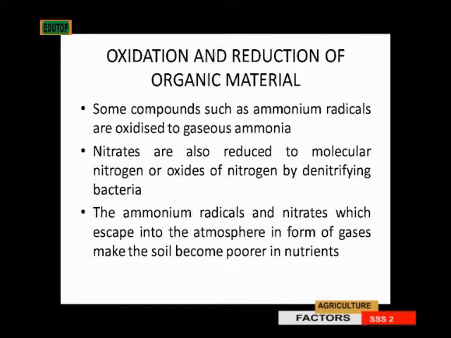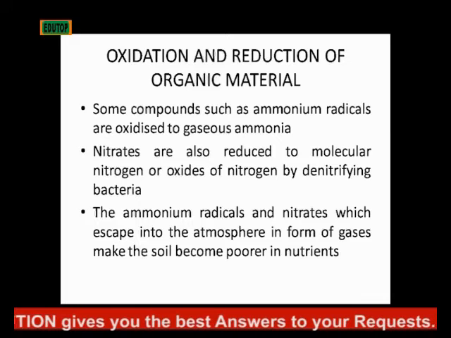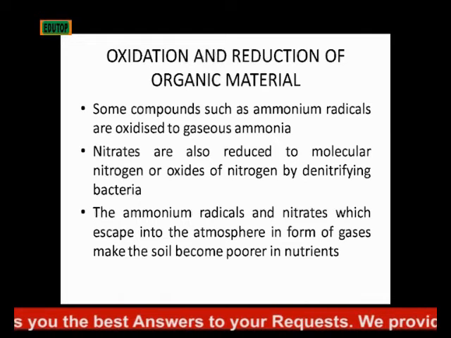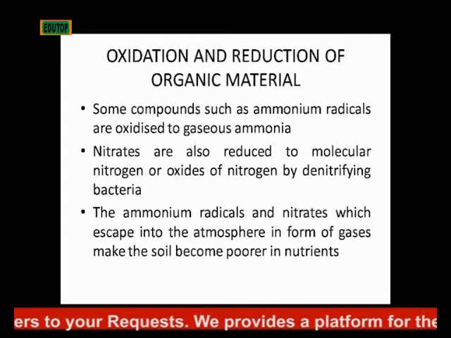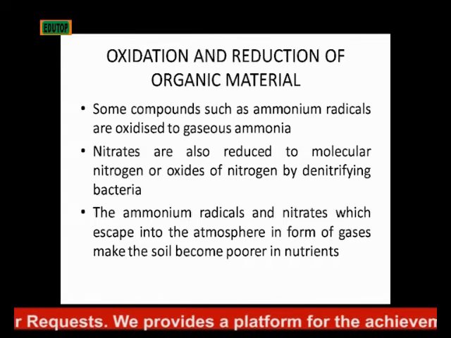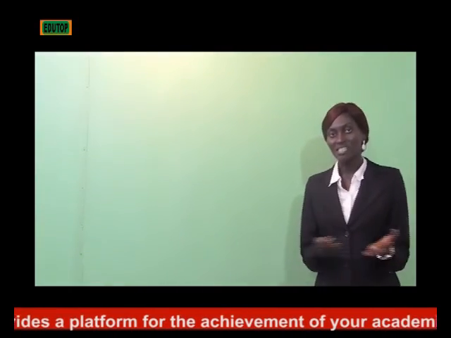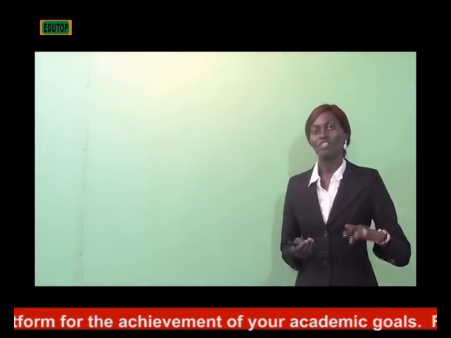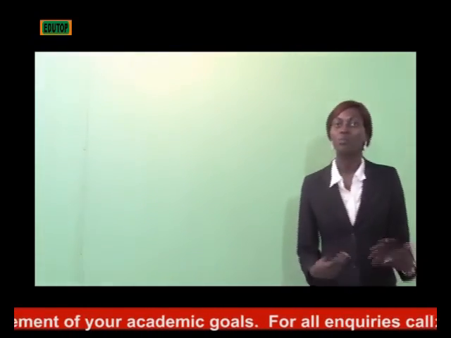Then the next factor influencing nutrient availability is oxidation and reduction of mineral or organic materials. Some compounds such as ammonium radicals are oxidized into gaseous ammonia. The nitrates are also reduced to molecular nitrogen or oxides of nitrogen by denitrifying bacteria. These ammonium radicals and nitrates, which escape into the atmosphere in the form of gases, make the soil become poorer in nutrients. By reason of oxidation and reduction of these elements I mentioned earlier, the soil has lost such elements and your soil is poor.